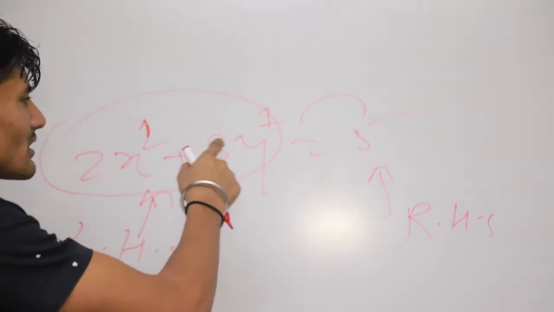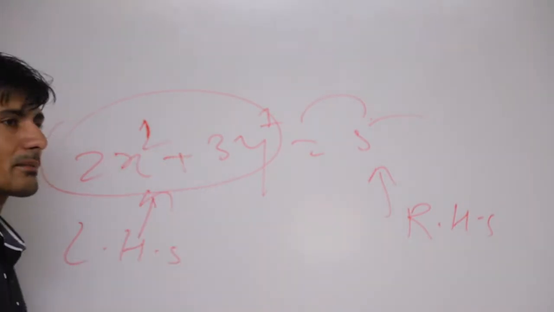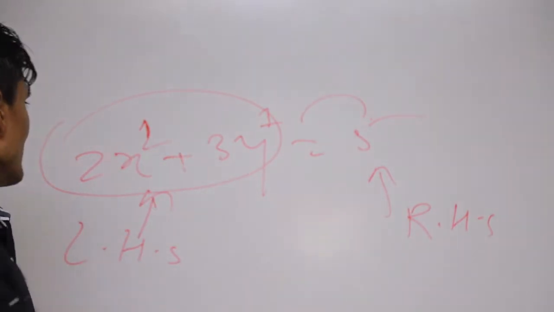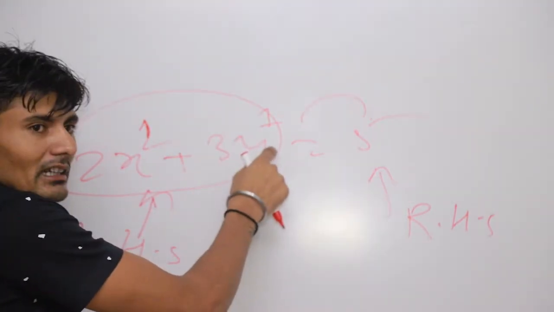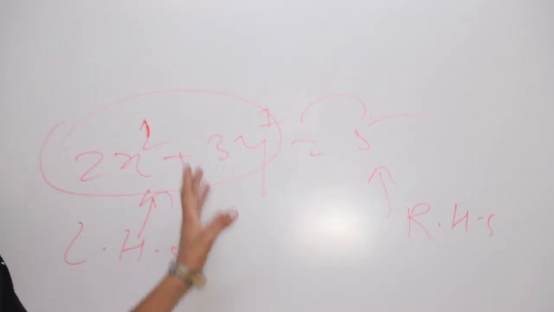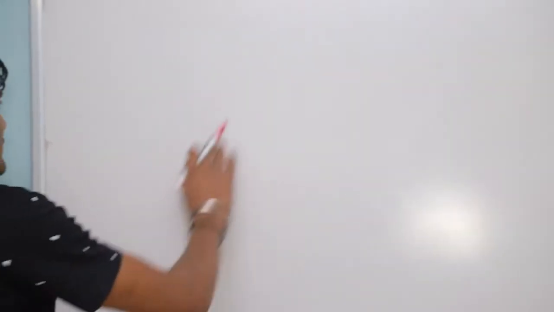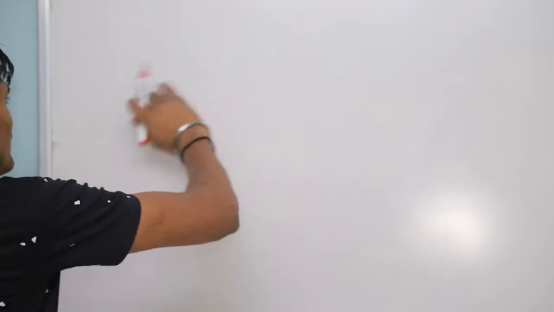This type of equation is known as a linear equation, but this equation contains two variables, one is x and another is y. Due to that, this equation is known as a two variable linear equation. Is that clear? Example: we are going to write an equation which has two variables and is also linear.